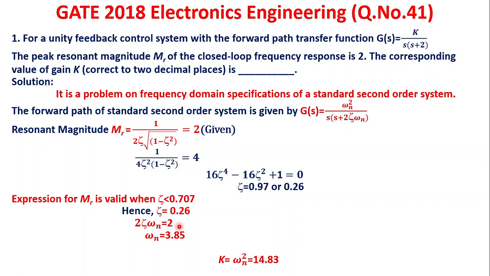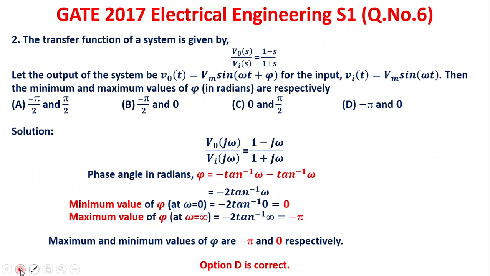And we can find out what is 2 zeta omega n, because K by S into (S plus 2) here. Therefore, S plus 2 means S plus 2 zeta omega n. So 2 zeta omega n equal to 2, and K equal to omega n square. That's all. Therefore, 2 zeta omega n equal to 2. Zeta you substitute 0.26. Find out omega n. So 3.85. So K is omega n square, which is 14.83. That's also very, very easy. So let us move on to the next problem.